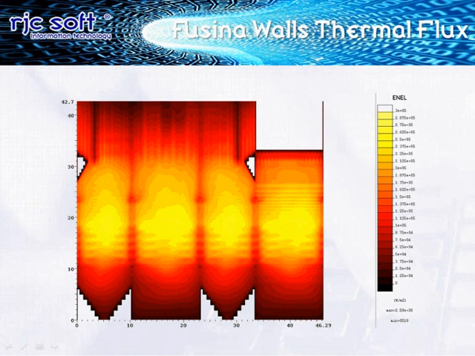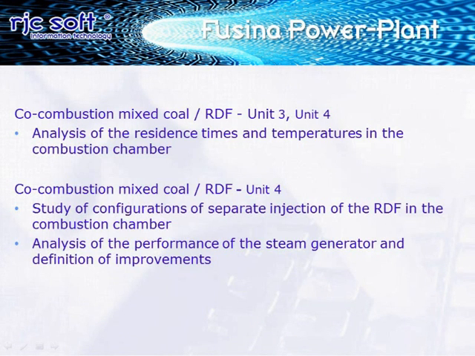Units 3 and 4 of the Fusina power plant have been modified to allow the co-combustion of refuse-derived fuel, RDF, with pulverized coal. RJC Soft with IPSE code performed some preliminary analysis for all phases of the project, in particular for the first phase, analysis of the residence time and temperatures in the combustion chamber, and for the second phase, study of configuration of separate injections of the RDF in the combustion chambers and analysis of the performance of the steam generator and definition of improvements. In the following slides we show you some results about this calculation.